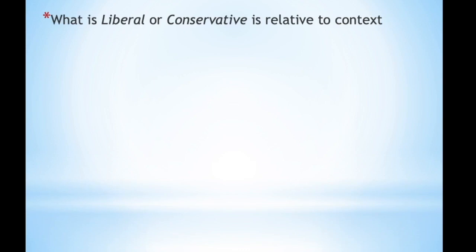First, what is liberal or conservative is relative to context. So if you're in a room full of conservatives and you are a liberal in the context of that room, you might not actually be a liberal. You might just be liberal among the conservatives. So oftentimes you will hear talk of a conservative Democrat or a moderate Democrat or a moderate Republican or a more liberal Republican. So just keep in mind, many times when we talk about liberal or conservative, it is relative to its context.